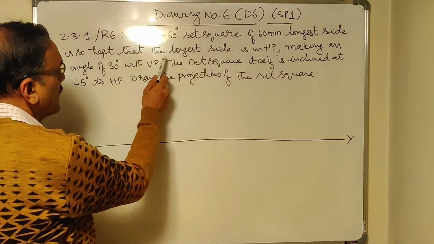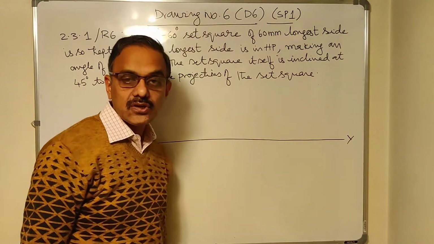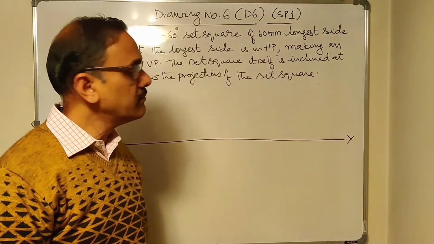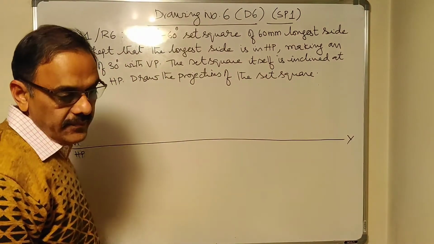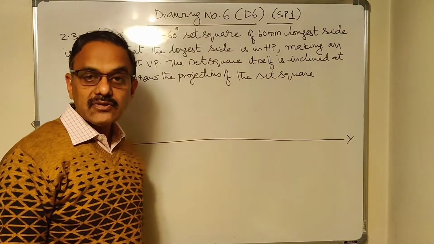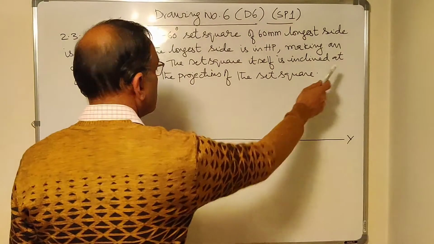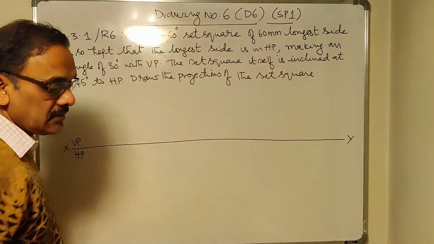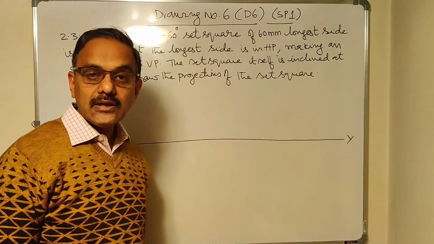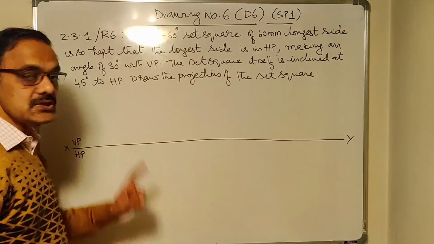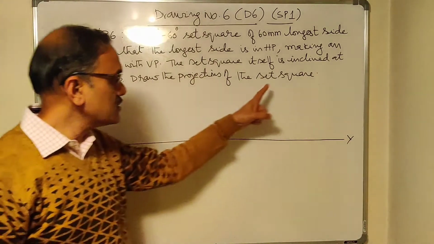It is so kept that the longest side is on HP. That means the hypotenuse of the triangle is on HP, making an angle of 30 degrees with VP. The set square itself is inclined at 45 degrees to HP. In other words, the surface of the triangular lamina is inclined at 45 degrees to HP. These are the conditions given in the problem. Draw the projections of the set square.